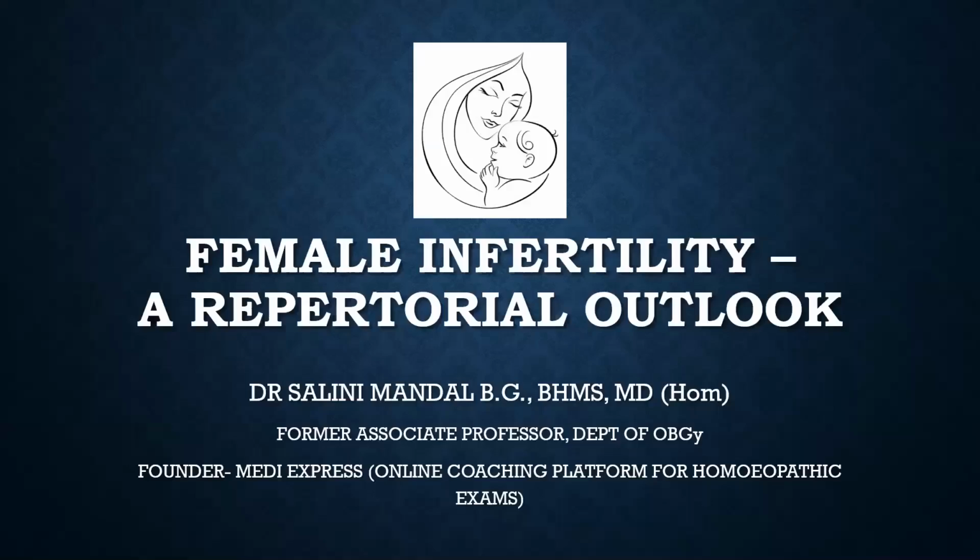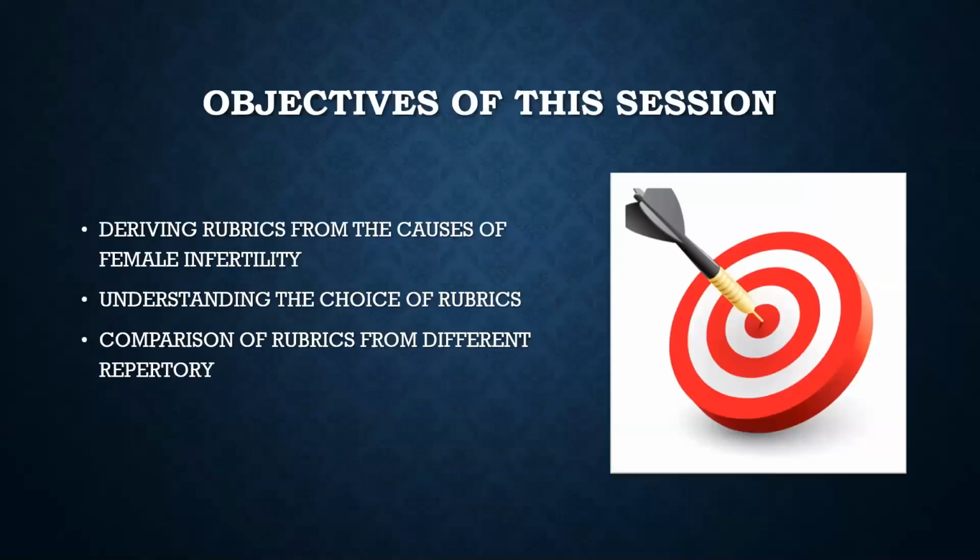So we'll continue. The objectives of this session will be how to derive the rubrics from the causes of female infertility, to understand the choice of a rubric, and compare the rubrics from different repertories. So before I go into the topic proper, we'll just have a quick glance at what a repertory is, the types of repertory, and what is repertorization.